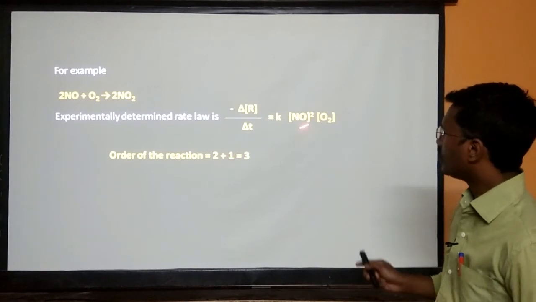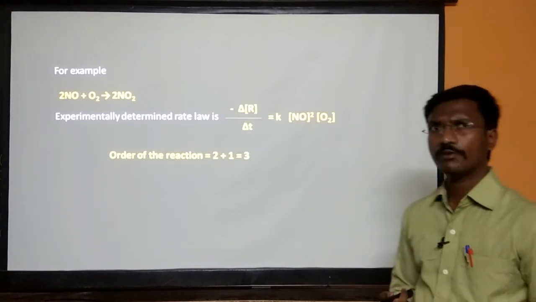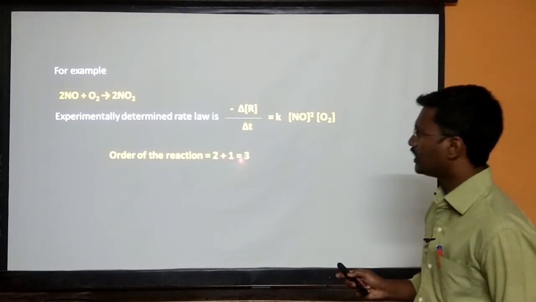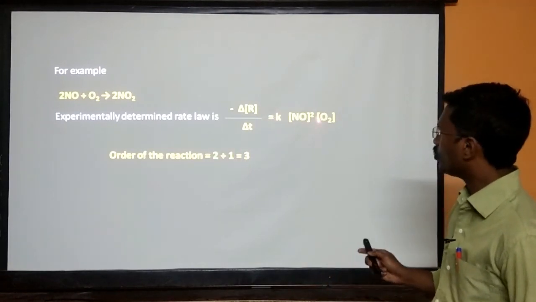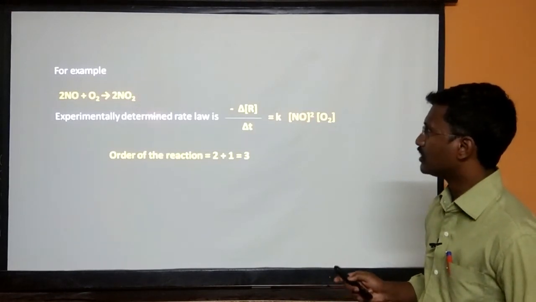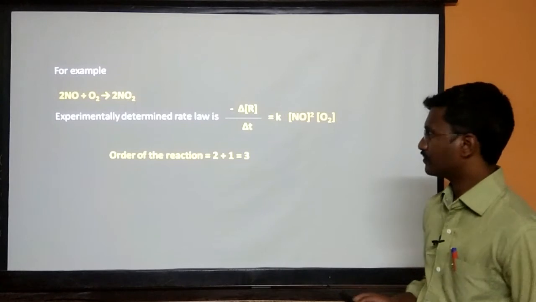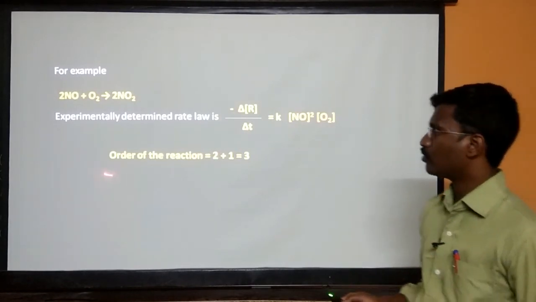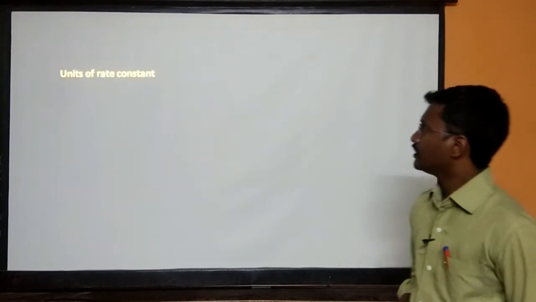If they have not given this expression, it is not possible to write the order of the reaction. The order of the reaction is theoretically written, but if we don't know the rate expression, it is not possible. Means based on the general reaction, it is not possible to write. Therefore, it is theoretical, but we need an experimental value to write the order of the reaction.